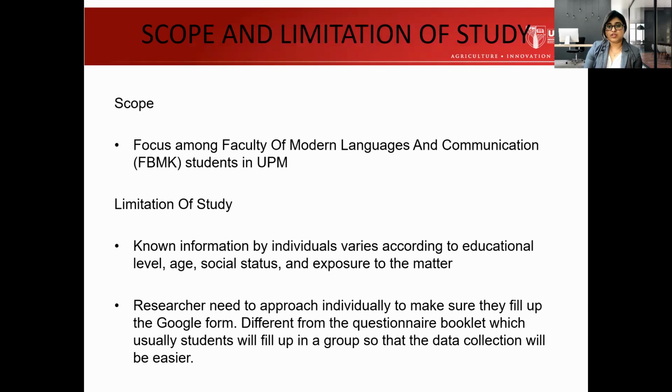Okay, for the scope and limitation of the study, the focus will again be FPMK students in UPM. The limitation is that known information by individuals varies according to educational level, age, social status, and exposure to the matter. And the second is that the researcher needs to approach individuals to make sure they fill up the Google Form, because some respondents are just filling it in carelessly, so that would be a bit of a limitation of the study, I suppose.